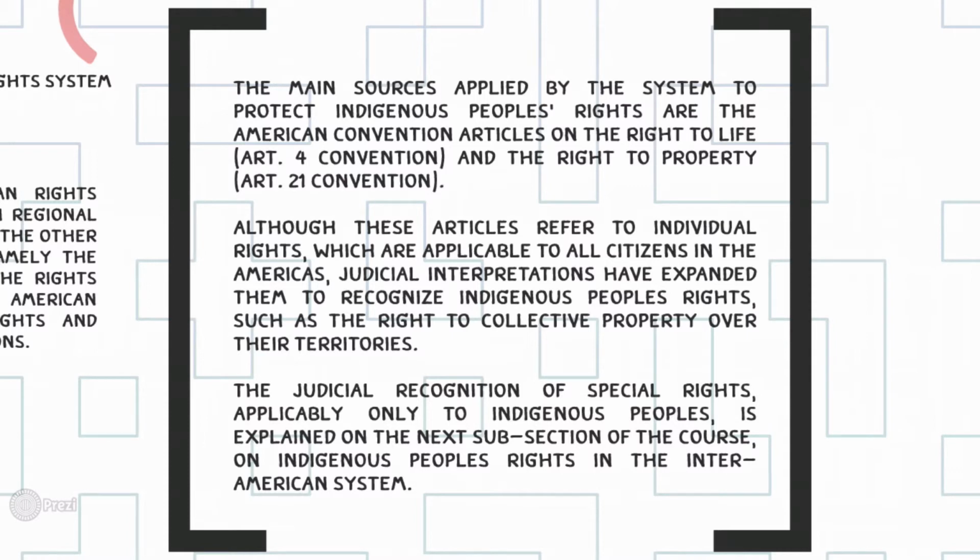Although these articles refer to individual rights which are applicable to all citizens in the Americas, judicial interpretations have expanded them to recognize indigenous peoples' rights, such as the right to collective property over their territories. The judicial recognition of special rights applicable only to indigenous peoples is explained in the next subsection of the course on indigenous peoples' rights in the Inter-American System. Please continue to the next subsection.